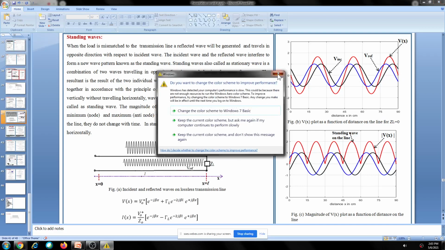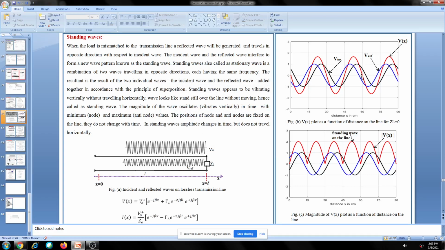If you move like this, the voltage at any position is the addition of these two waves, the black one and the blue one, which results in the red one. If you add these two at any position at a particular instant of time, for example, at a particular instant, this is the waveform. There are two waves, the incident wave and the reflected wave. The addition of these two gives rise to this red one, which is again a sinusoidal.